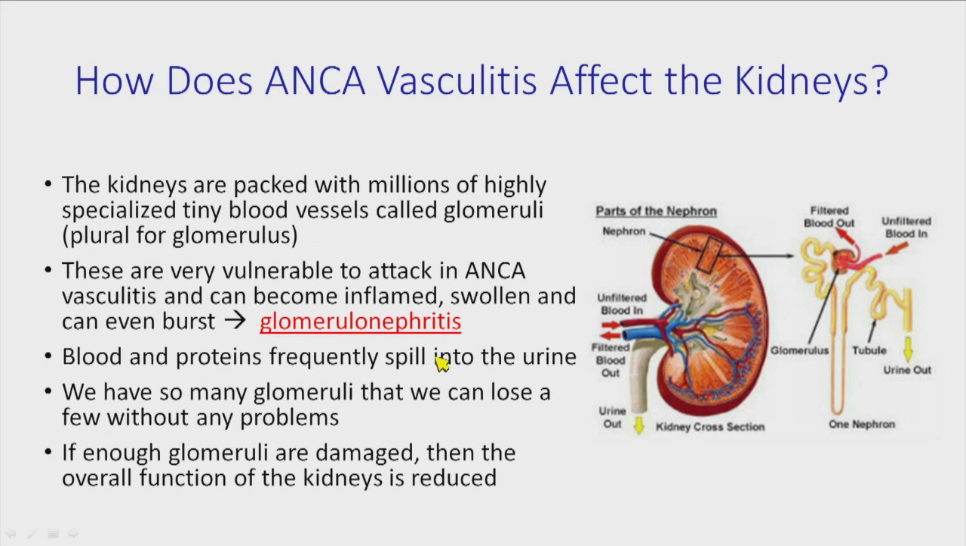What happens as a result is that the blood and proteins frequently spill into the urine. We have so many glomeruli, fortunately, that we can lose a few of them without having any major problems. But if enough glomeruli are damaged, then the overall function of the kidney is decreased. And this is why we are insisting throughout the conference that awareness of disease and early diagnosis and prompt treatment is so crucial to avoid permanent damage.